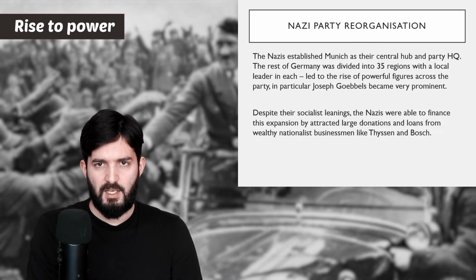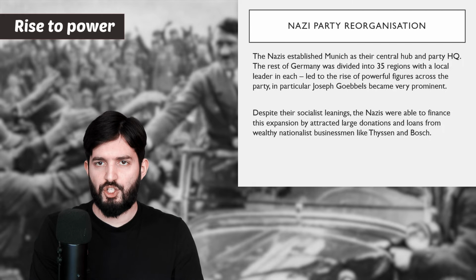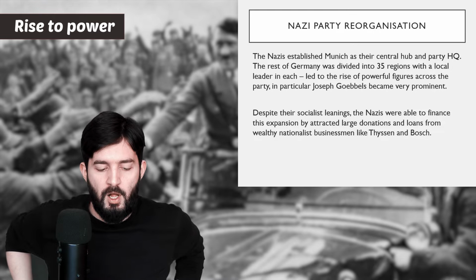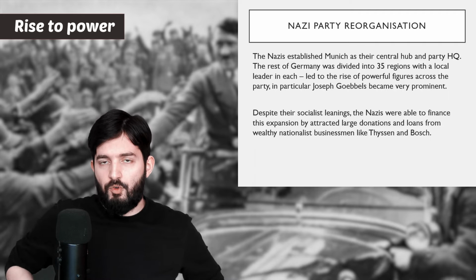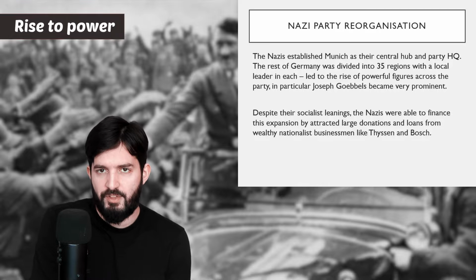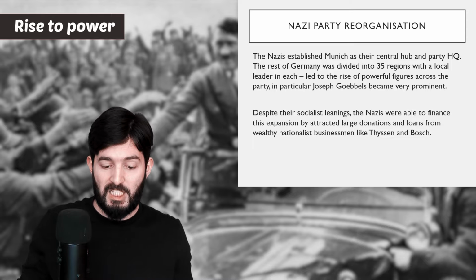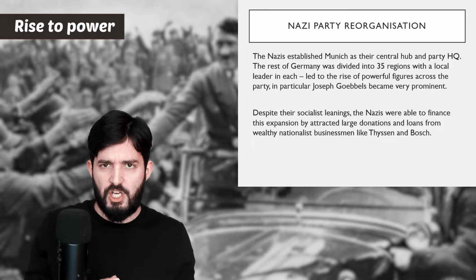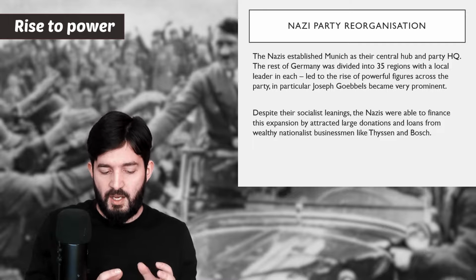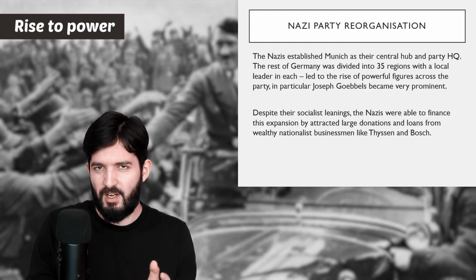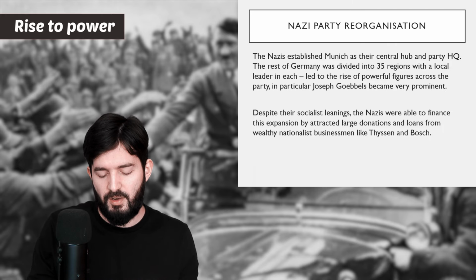Now, when Hitler comes out of prison, because the Nazi Party is now a national party, the party also needs to be organized nationally. So Munich, as the place where the Nazi Party is originally founded, becomes the central hub of the Nazi Party and where its party headquarters is based. The rest of Germany then gets divided into 35 regions, each with its own local leader. There's a German name for it, Gauleiters or something like that. I'm not going to keep using that phrase because it's a bit difficult to pronounce.